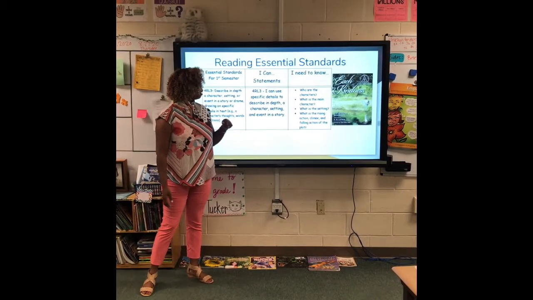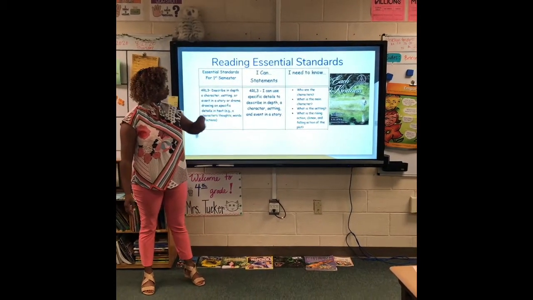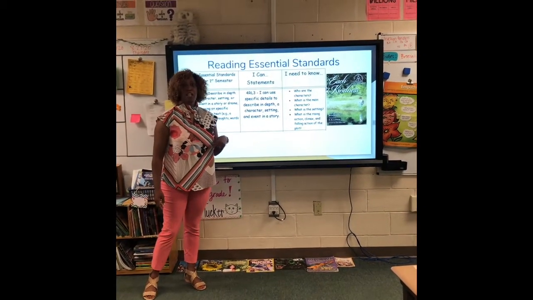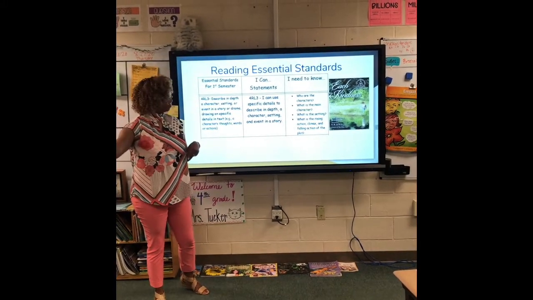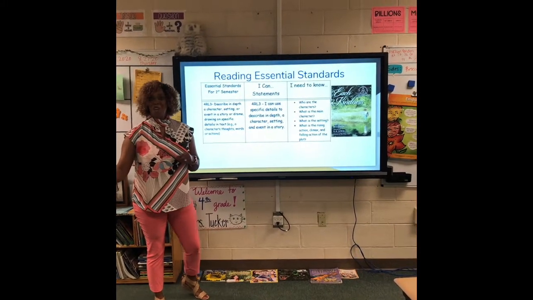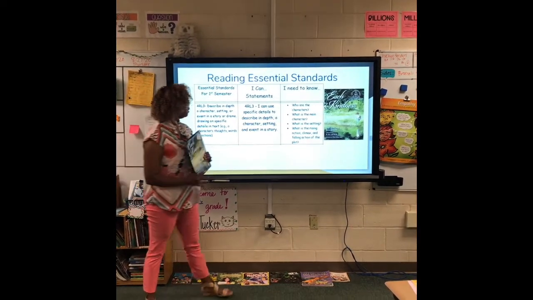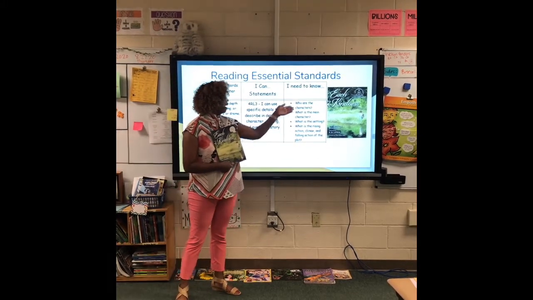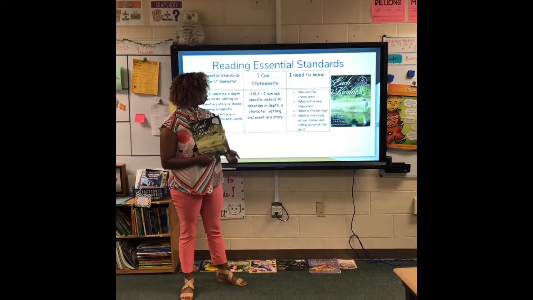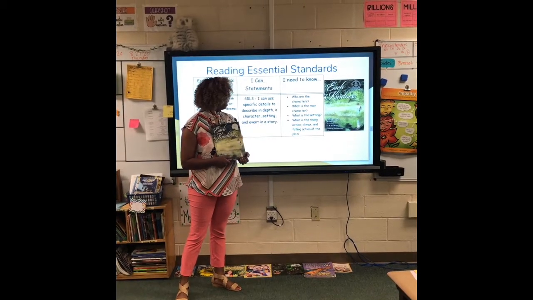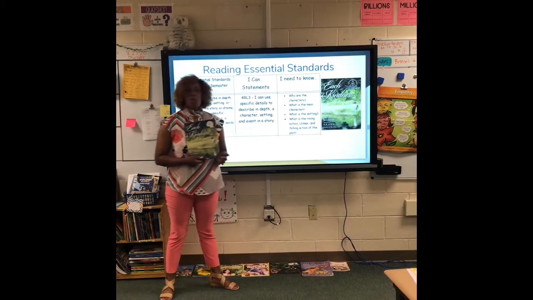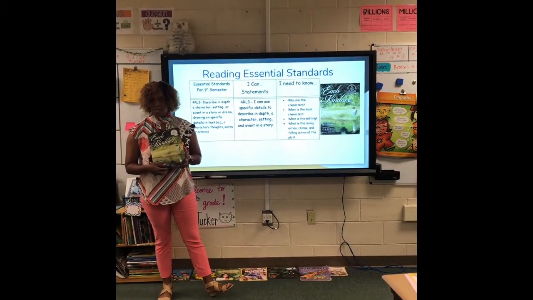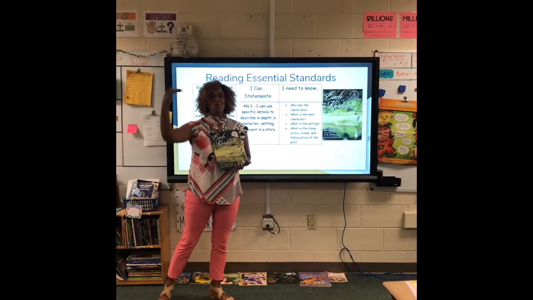So our I can statement is, I can use specific details to describe in depth a character, setting, and event in a story. So I have an example of a book that we have been using in class, and this book is entitled Each Kindness. Now with this book, we have been looking to ask ourselves, who are our characters? What is the main character? What is the setting? What is our rising action, climax, and falling action of the plot? We also call that the story mountain.